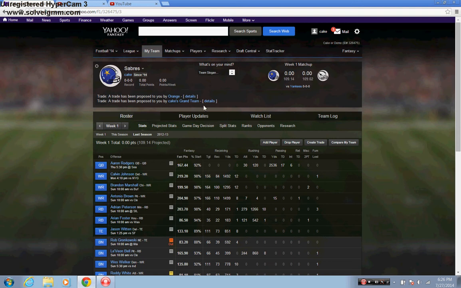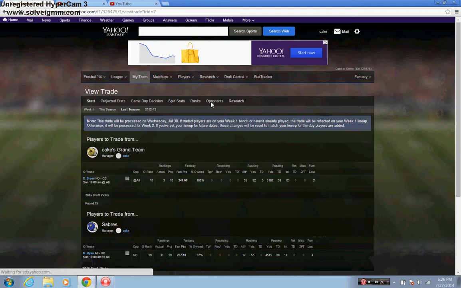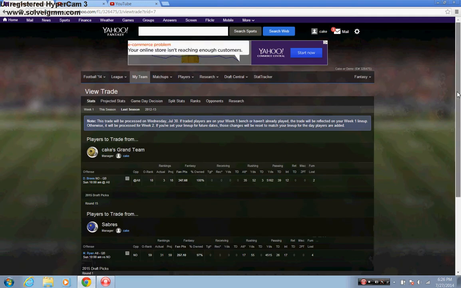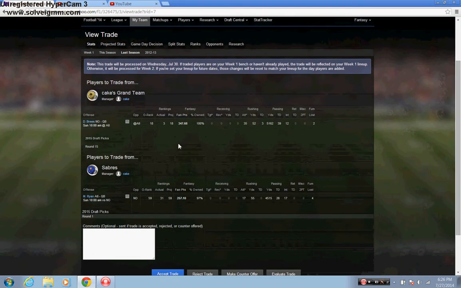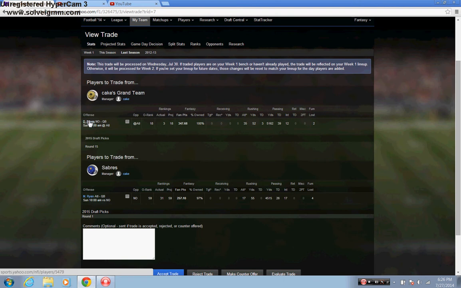So let's go in. You click details to see the detail of what the trade is, and the first thing you notice is you get an idea of the players involved. So in this case, the Cake team is offering Drew Brees for Matt Ryan and a first round pick. You see the draft picks down there.